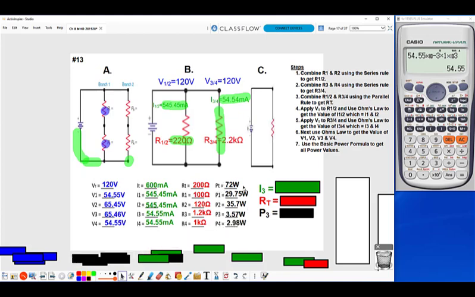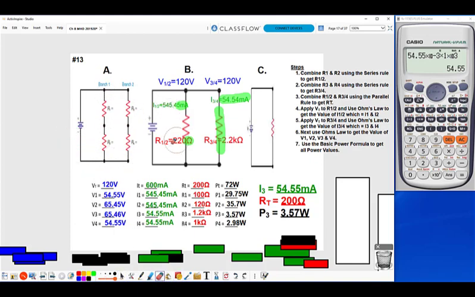With our power formula, we can check our work. IT times VT gives us the same answer as P1 plus P2 plus P3 plus P4. That's a good way to check our work, and our calculations should be correct. I have here 3 blanks. These are the ones that you will enter into the Canvas answer sheet for Chapter 8. And this is how you work a combination circuit with 2 series-parallel strings.